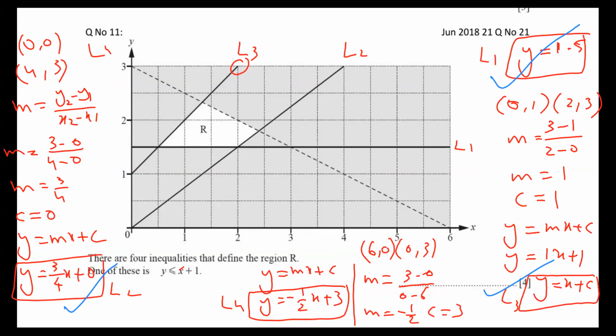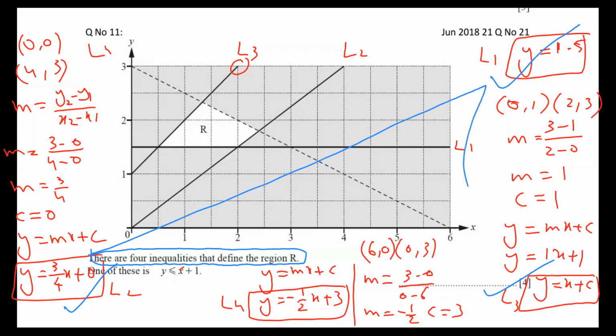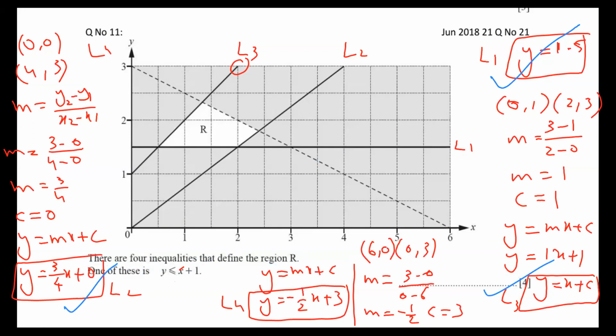But now I have to write inequalities. He wrote very clearly, write inequalities. Read the question. There are 4 inequalities that define the region. Let me write 1, 2, 3, and 4. We have 4 inequalities, and one of them he wrote. He's saying, write the other 3. Let me first write what he wrote.